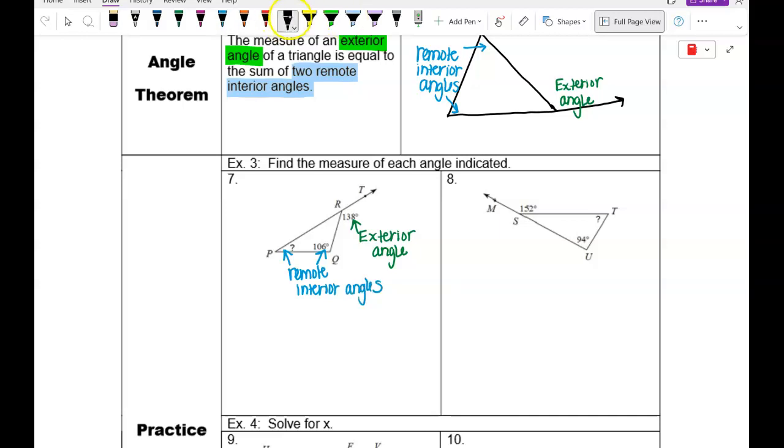And where they have the question mark, I'm going to change that to an X just to make it a little easier to set up my equation here, because X plus the 106 has to be equal to the 138. Those two angles added together have to equal that exterior angle. And if I subtract the 106 from both sides, what does X equal? 32 degrees.